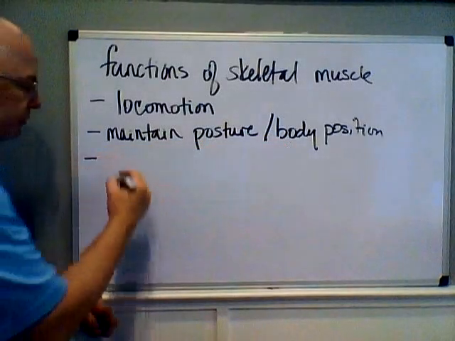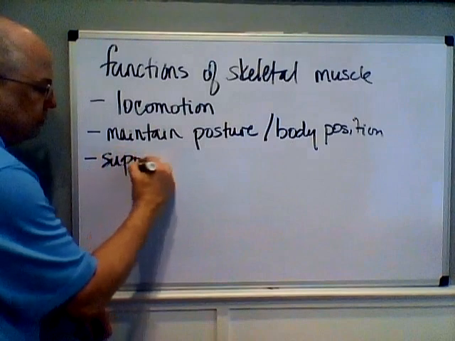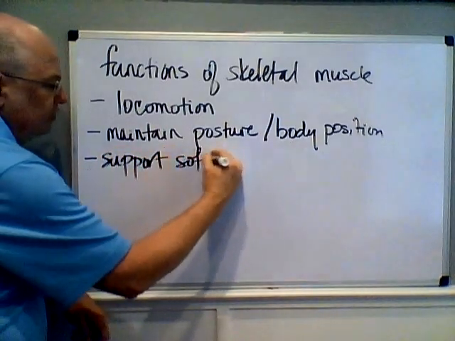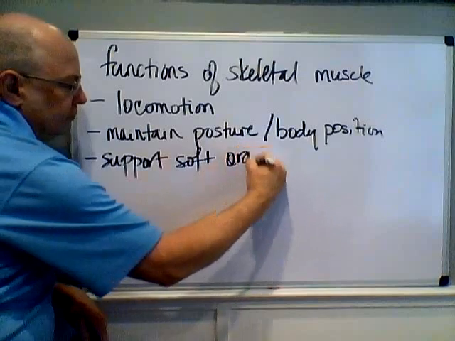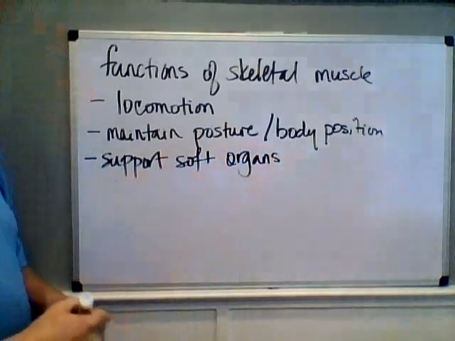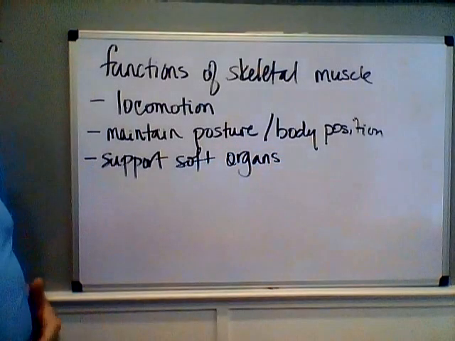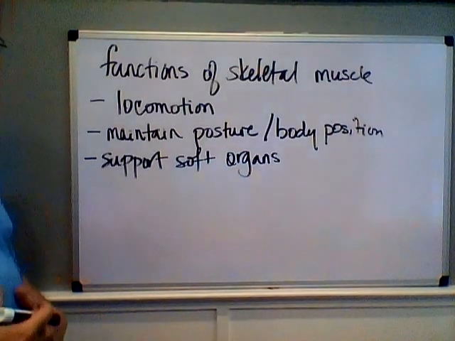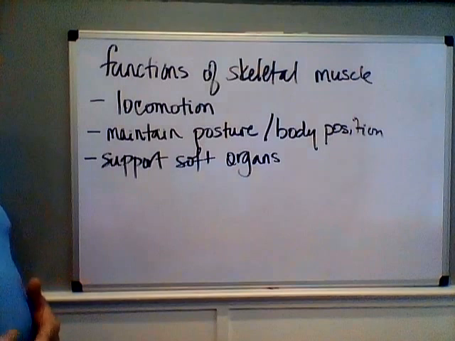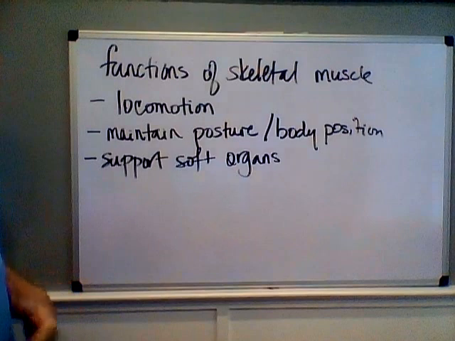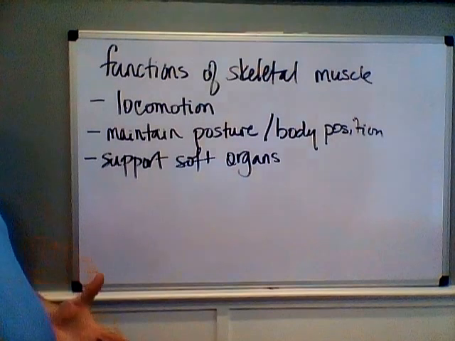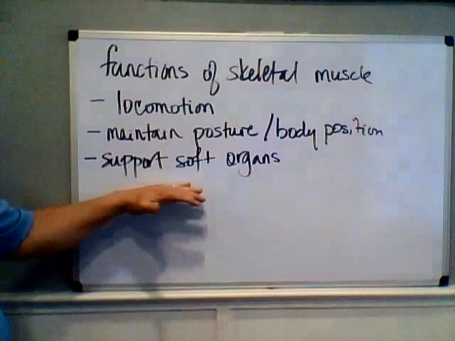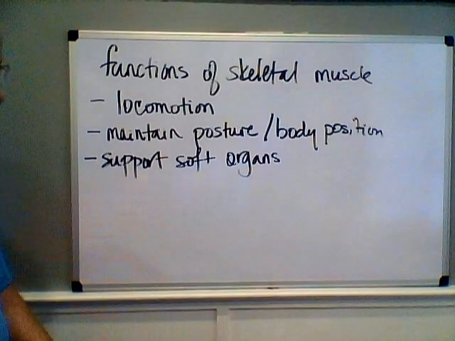Another function of skeletal muscle is that it can support soft organs, or viscera. Think about your abdomen. There's nothing holding everything in here but skeletal muscle. All those abdominal muscles: the rectus, the two obliques, and the transverse abdominis. If those muscles are nice and tight, they pull all your guts in and make your stomach look nice and flat. If those muscles are weak, your guts will start to sag against them and your belly will bulge out. So they help support our soft organs.